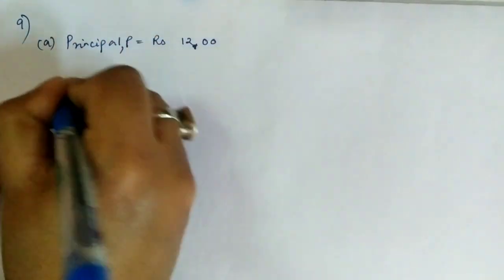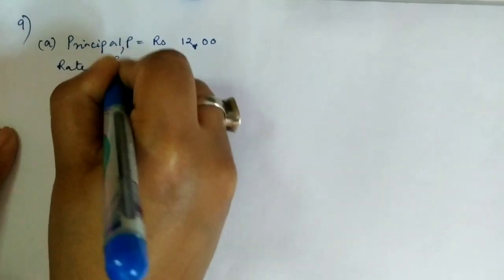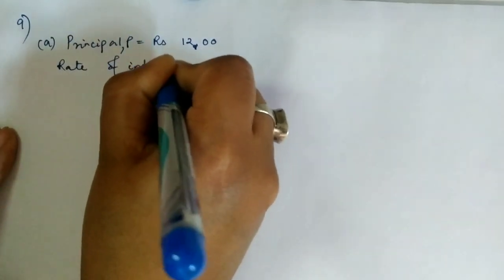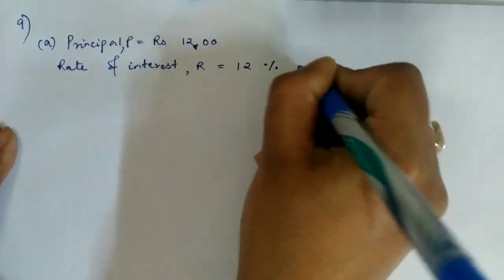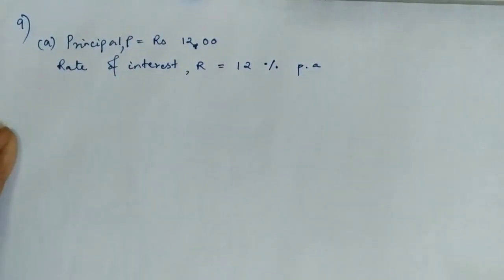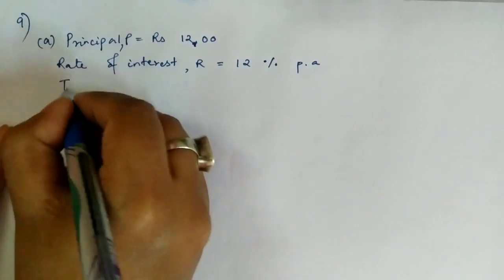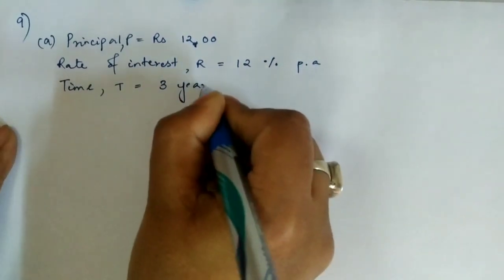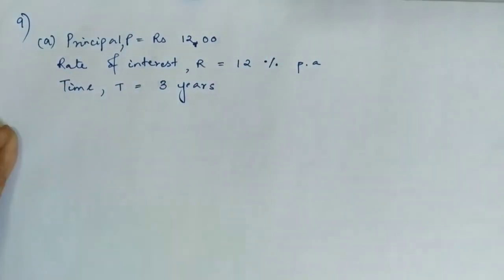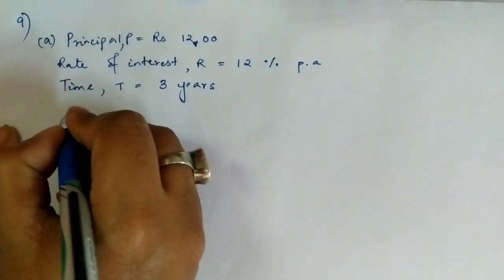Principal is P. Rate of interest R is given as 12% PA. P.A. means per annum. Annum means year. And time T is given as 3 years. It's given in the first line that the time is the same for both A and B. So I have to find out the amount.